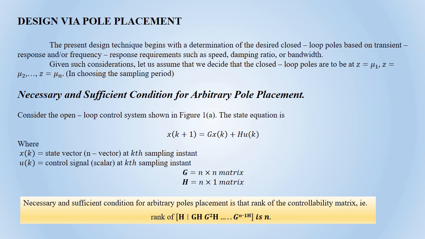The design via pole placement is also called arbitrary pole placement, because after the state feedback is designed, we can place the poles at arbitrary desired locations. Arbitrary pole placement means we are placing them at the desired locations. This is the importance of state feedback, and this is the necessary and sufficient condition for arbitrary pole placement: the rank of the controllability matrix must be equal to n, that is, the system is controllable. If the system is not controllable, we need not proceed with the design of pole placement.